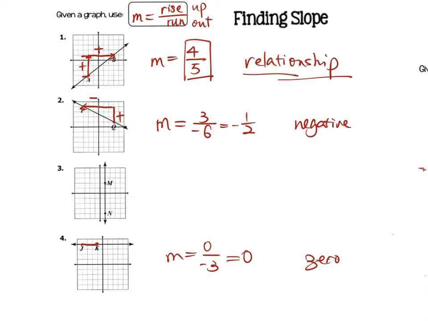And then finally over here, when you rise up, however many this is, this is 1, 2, 3, 4, 5, 6. And then when you run, you don't run. There's no running here. So the running is 0. And that's why this is called undefined. Undefined. Okay?